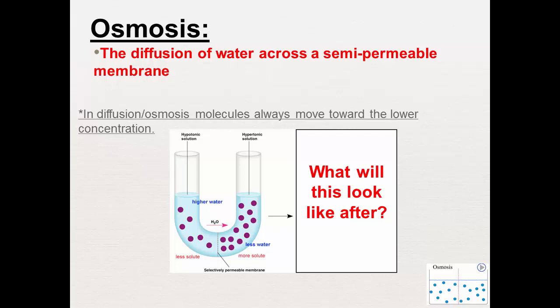Which way is the water going to go based on osmosis? The right. To the right. High concentration to low concentration. And if this membrane is permeable, water can get through it. Water is going to continue to go on this side, and it's going to move over there.